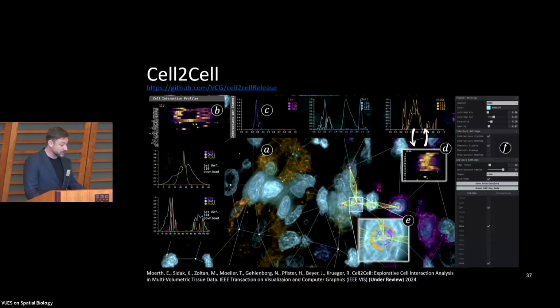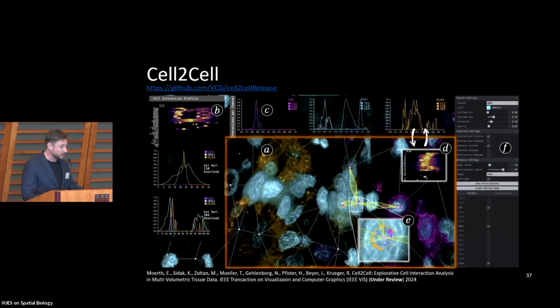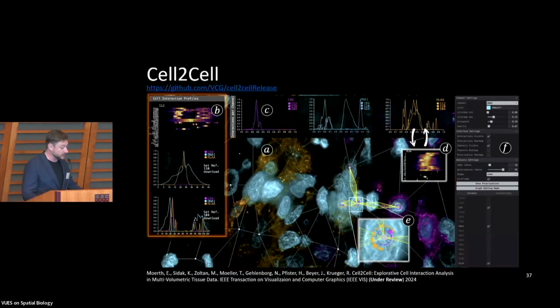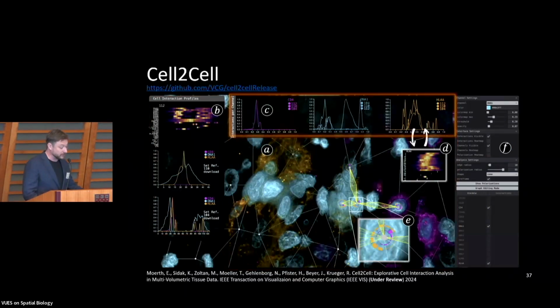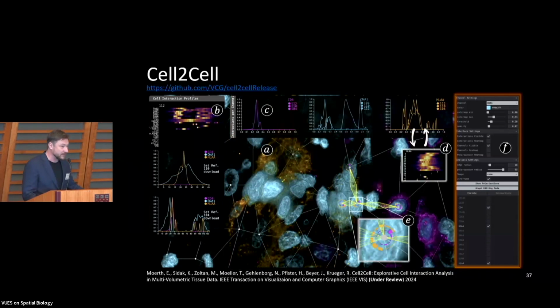So this is how the tool looks. In the center, we have our volume viewer, which is now surrounded with these interaction profiles. And here on the right side, we have a rendering panel, where we can choose which channels we want to have active. We can set the transfer function, pseudo-coloring, and so on.